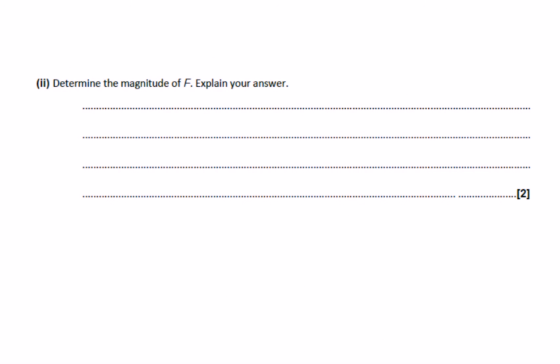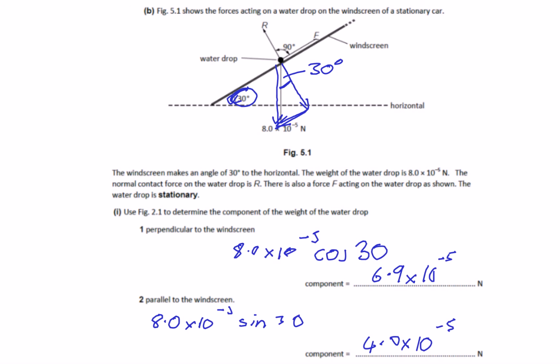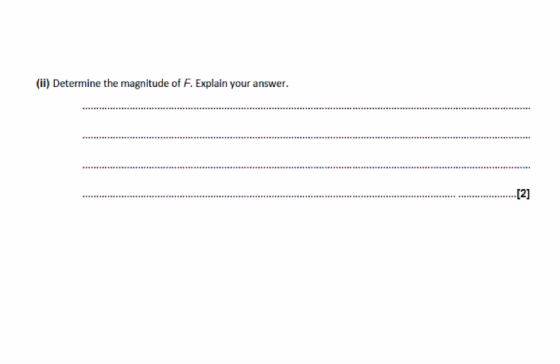And now we've got to determine the magnitude of F and explain our answer. So if we come back to the diagram, we can see that F is the frictional force that is running parallel to the windscreen. So the magnitude of it has got to be 4.0 times 10 to the minus 5 newtons, because it's the only other one, it's got to equal the component of the weight acting down the slope. So let's pull that in.